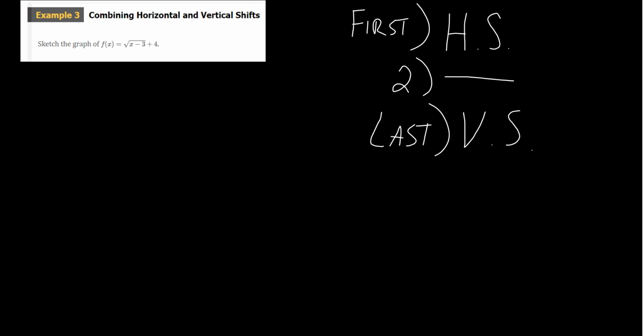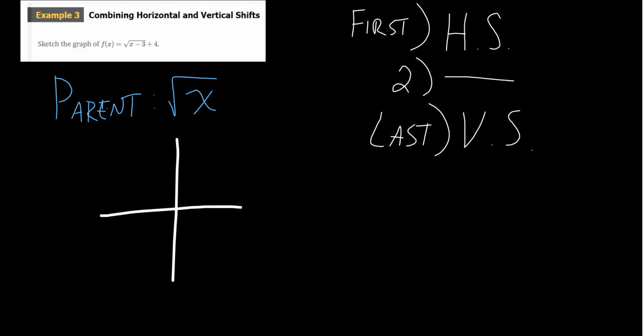So with this one, if I am to do the horizontal shift first, well, I will take this graph. So what's my parent function here? My parent function is the square root of x. If my parent function is square root of x, I know that if I graphed it, and again, you're supposed to memorize these parent functions, it would look like this. That's what my parent function looks like. It is just simply the square root function.